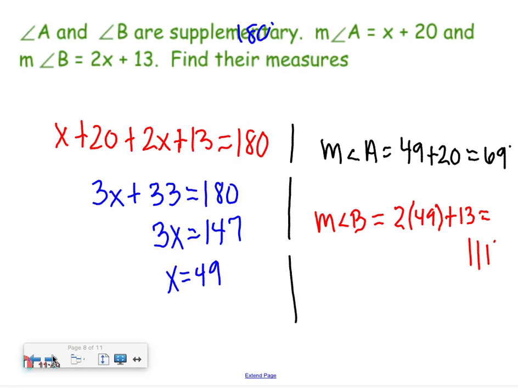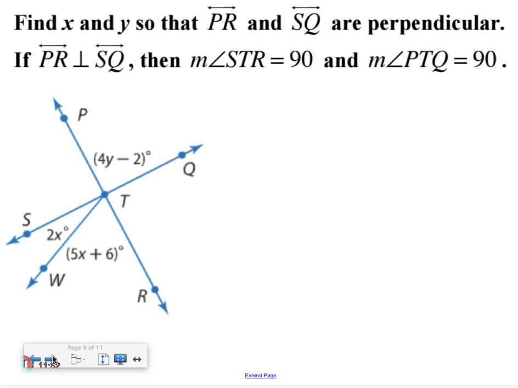Okay, one more example for today. Find x and y so that lines PR and SQ are perpendicular. Guys, this is just the symbol for perpendicular, an upside down T. That just means it's perpendicular, just as a heads up. Then we would know the measure of angle STR is 90 degrees, so I'm going to mark that angle STR. I want it to be 90. And then the measure of angle PTQ is also 90.